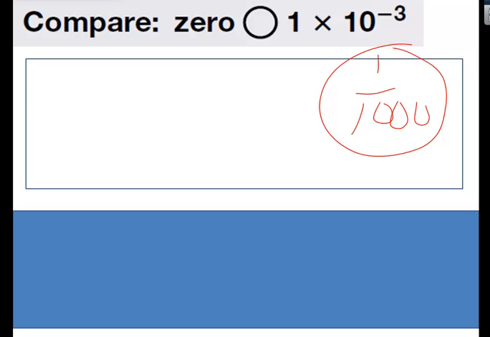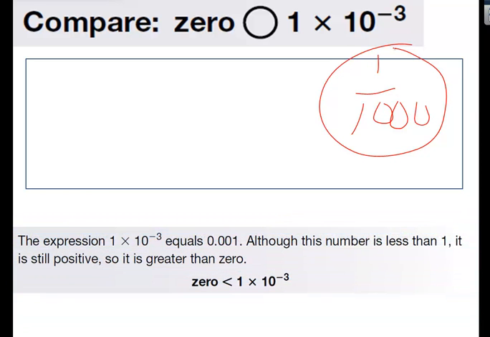Okay, so let's compare 0 to 1 times 10 to the negative 3. Well, you know that 10 to the negative 3 is 1/1000th. Well, is this smaller than 1 or bigger than 1? Well, it's smaller than 1, but it's still bigger than 0. So 0 is going to be less than that, because anything bigger than 0 is bigger than 0, right? So if this had become a negative, then it would change the sign.